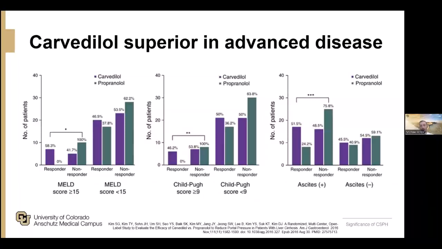In the patients with ascites, there was some response to propranolol, but the rate of patients that responded to carvedilol was twice as much in that ascites group. And again, that difference was lost in patients who were less sick based on the absence of ascites. So this really does start to establish at least hemodynamic superiority of carvedilol in patients with more advanced disease.